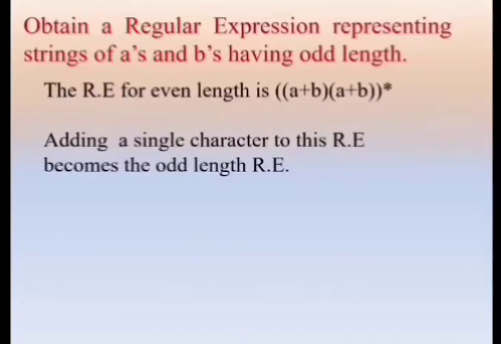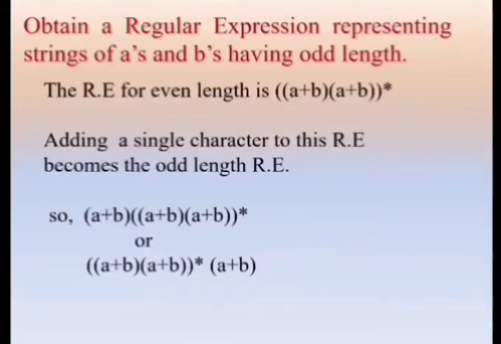So the regular expression becomes (A plus B) if added at the beginning, so that can be either A or B, followed by the even length string. If an odd character is added at the end, it is (A plus B) here, and the even length string is (A plus B) into (A plus B) whole star.